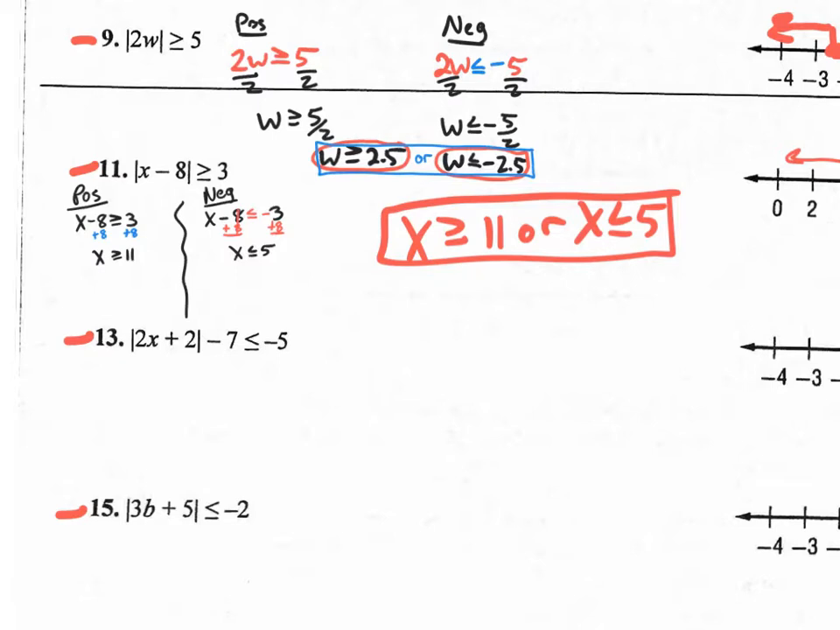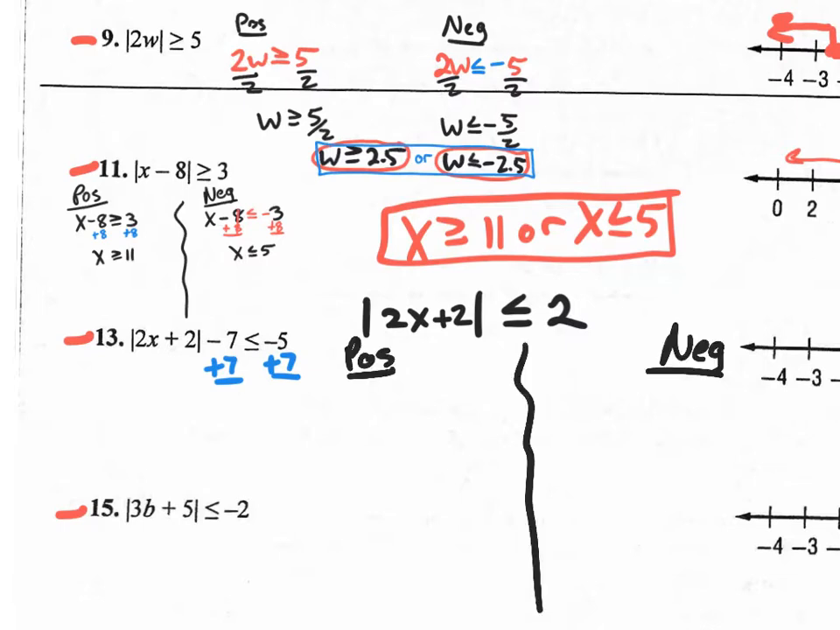Let's check out number 13. Number 13 is the only one that we actually have to do step 1 of isolating the absolute value. So if we go plus 7, we now have absolute value of 2x plus 2 is less than or equal to 2. And then from there, we do the positive and the negative situation. And the positive situation is writing it exactly the way it is without the absolute values. And the negative situation is writing it exactly the way it is, but flipping the inequality and also changing the sign of the right side.